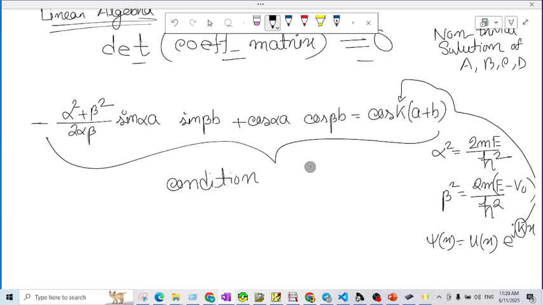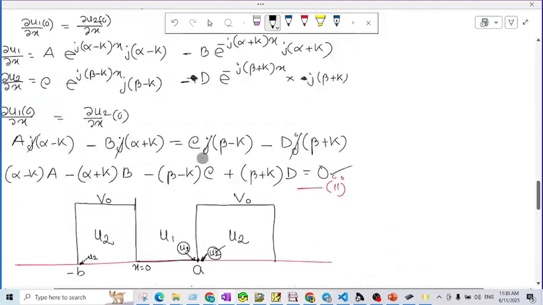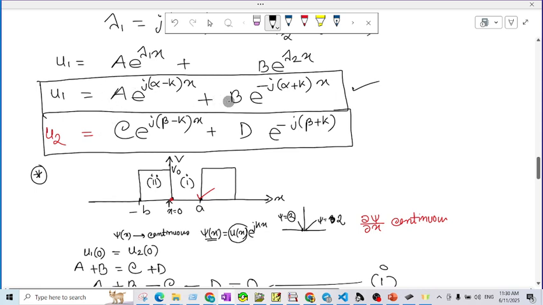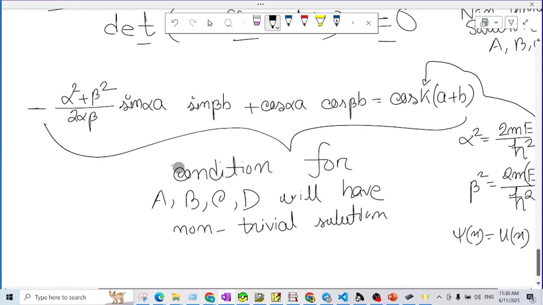So what I have written here is the condition. And what is this condition? This is the condition for a, b, c, d to have a non-trivial, that means a non-zero, solution. Maybe one or two may become 0, but not all of a, b, c, d will become 0. Your goal was to find u1 and u2, right? So to get some value of a, b, c, d, we have to maintain this condition.